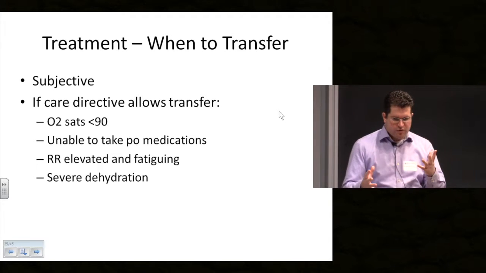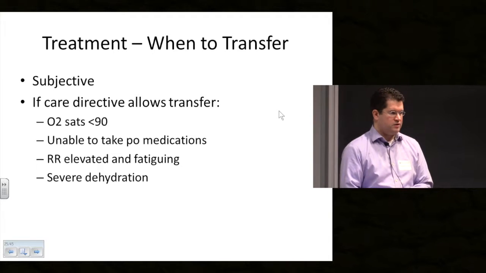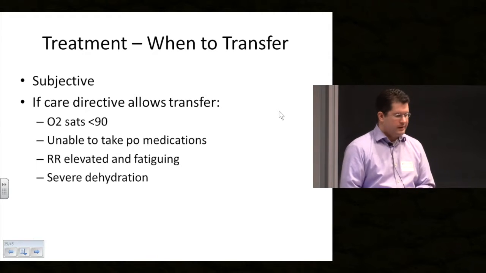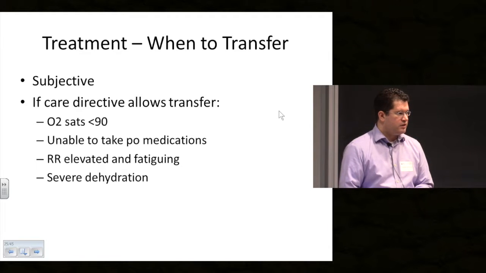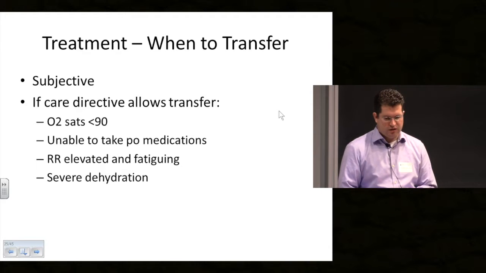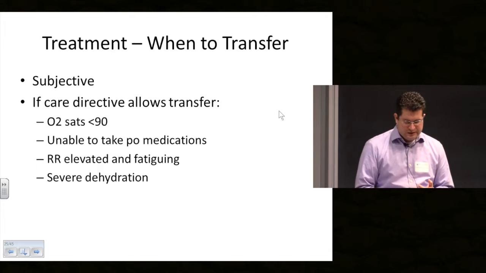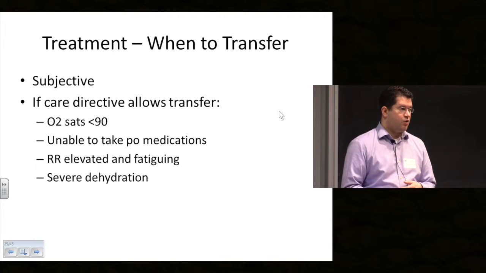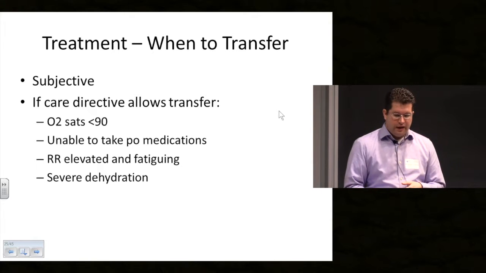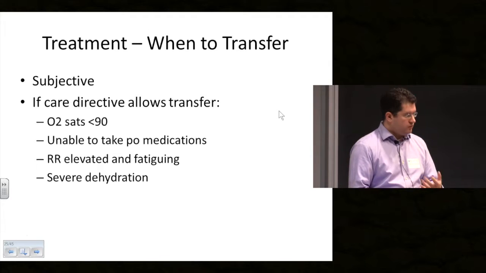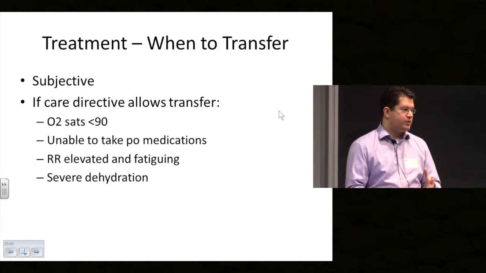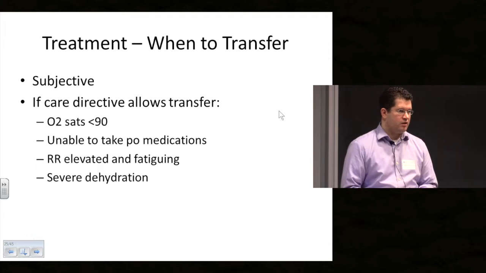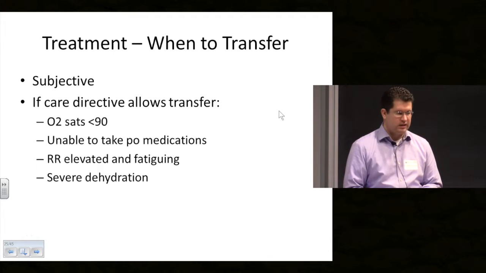So the treatment, the first question is when to transfer. And of course, this is subjective, and it has to do with the patient and their wishes. If their care directive is to allow transfer to hospital, then reasons to consider transferring would be if they're significantly hypoxic, if they're going to be unable to take oral medications, if they're tachypneic and they're fatiguing, and if they're severely dehydrated. These would all be reasons that trying to treat them in a long-term care setting for their pneumonia is likely not appropriate.